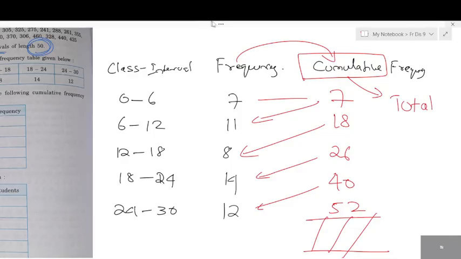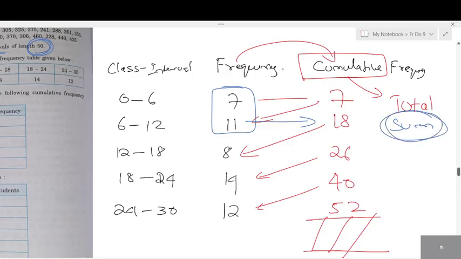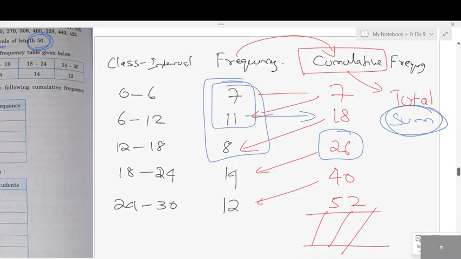So when we talk about together, the first one will remain as it is. The second one is together. We write the first one and second one together. Total, sum or total. So the word cumulative is together, sum or total. Better remember it as sum, students. You have to add. So when we talk about the third one, 26, you have to add all three together, 7, 11, 8. So this is frequency to cumulative frequency.